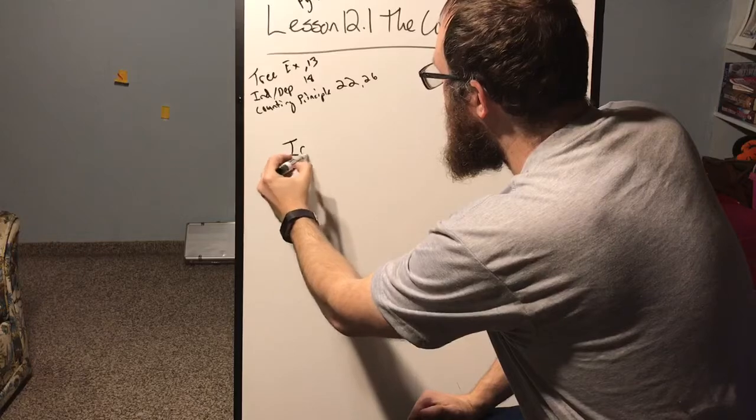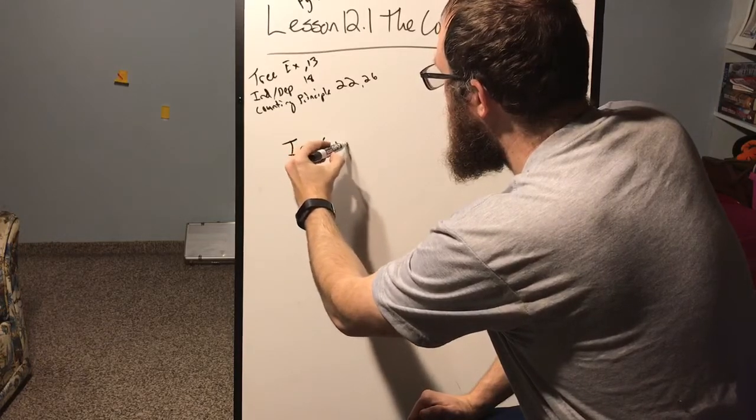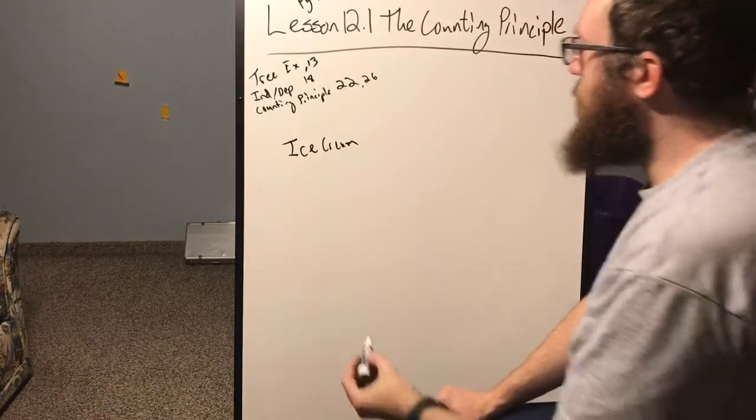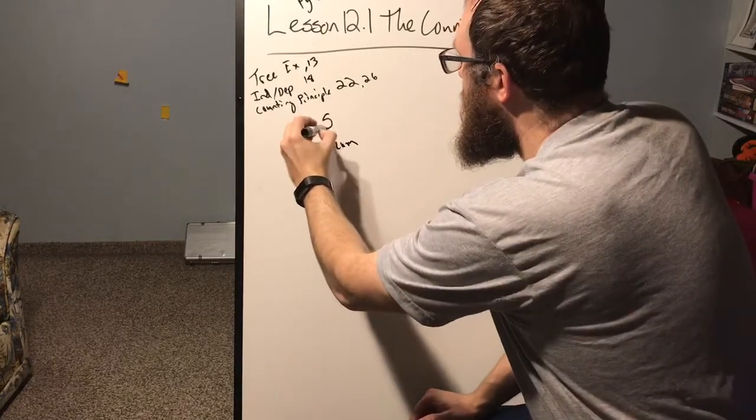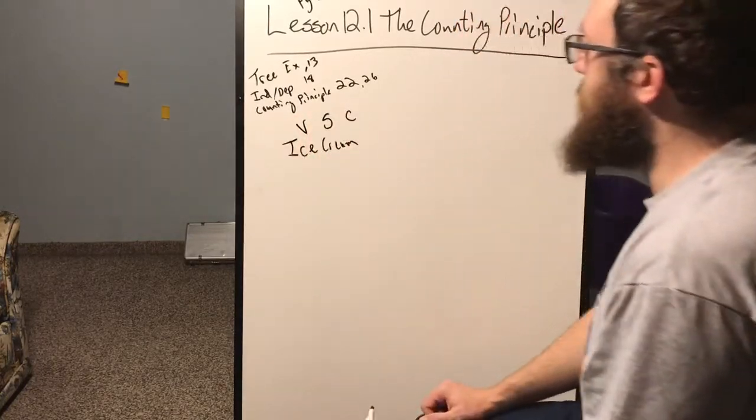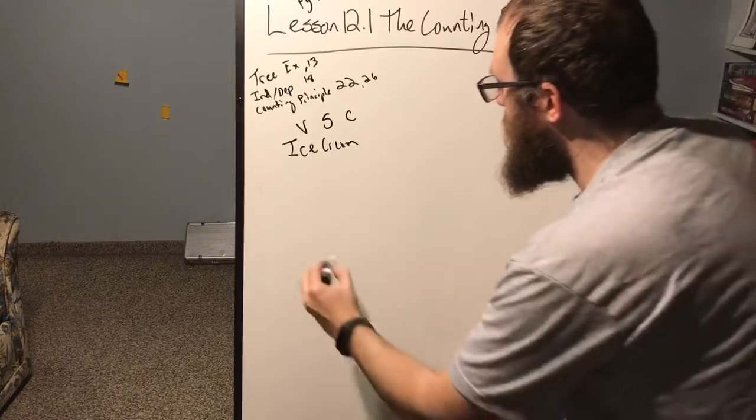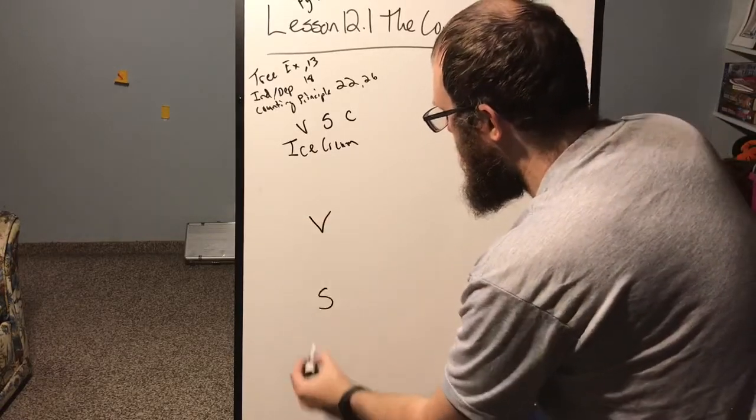So let's talk about dessert. How about ice cream? Let's say that I'm going to make an ice cream. So I have 3 different ice creams in my freezer. I have vanilla, strawberry, and chocolate ice cream hanging out in my freezer.